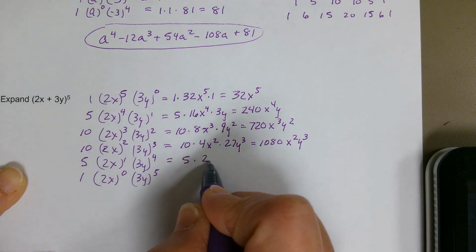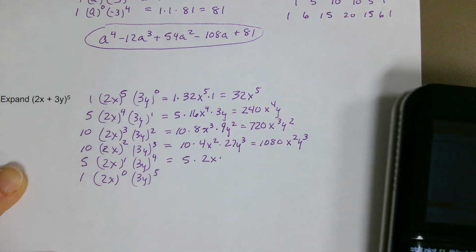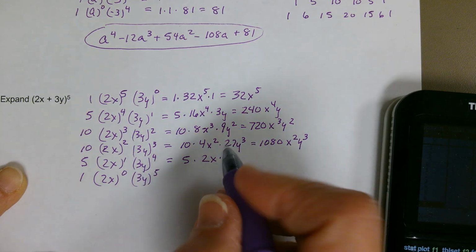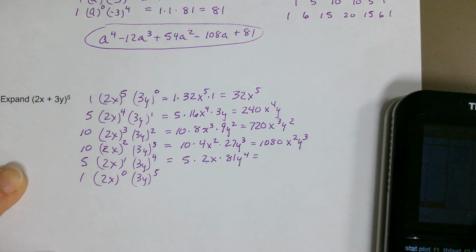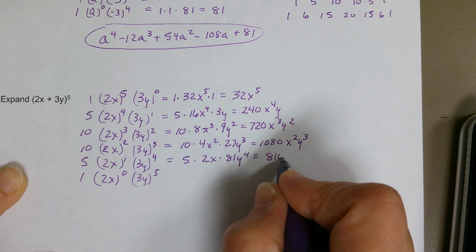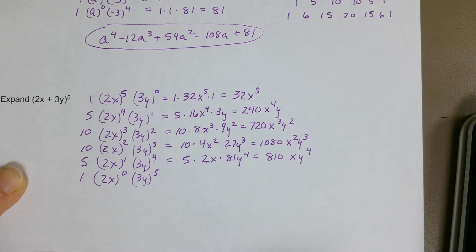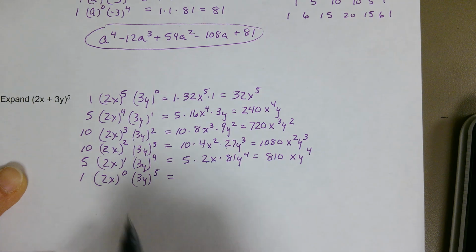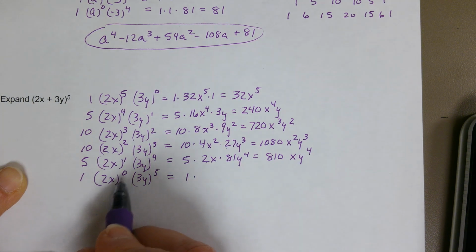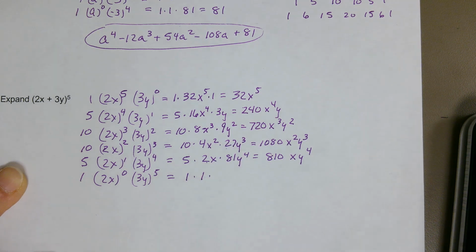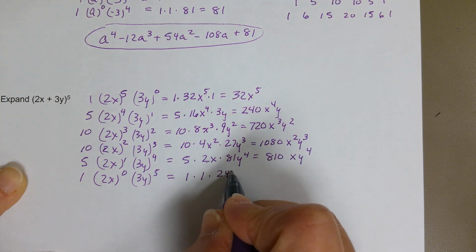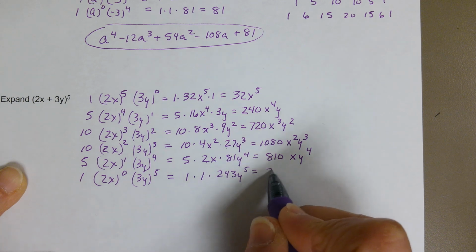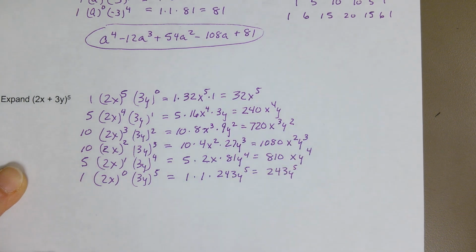5 times 2x to the first is 2x, and 3y to the power of 4, 3 to the fourth is 81, y to the fourth, and that's 10 times 81 is 810, xy to the fourth. And 1 times 2x to the 0 is 1, and 3 to the fifth is 243 times 243 y to the fifth, which is equal to 243 y to the fifth.